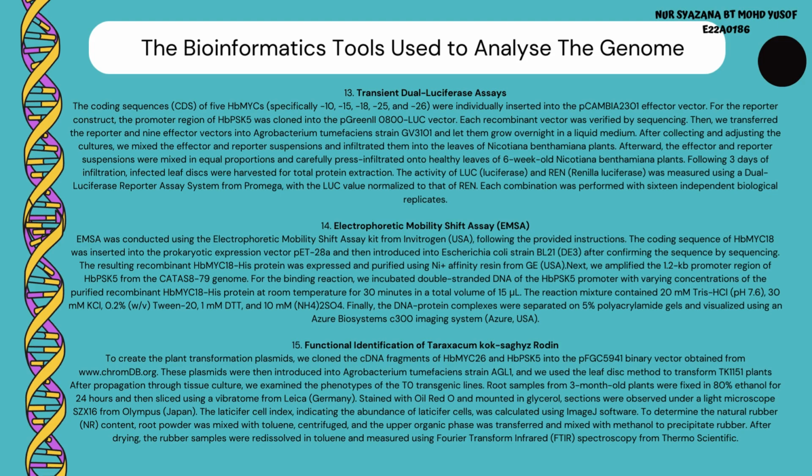Functional identification in rubber tree. The study cloned plasmid 35S:HbMYC26 and 35S:HbPSK5 into the pFGC5941 binary vector and introduced them into Agrobacterium tumefaciens strain AGL1. The phenotypes of T0 transgenic lines were examined after tissue culture.